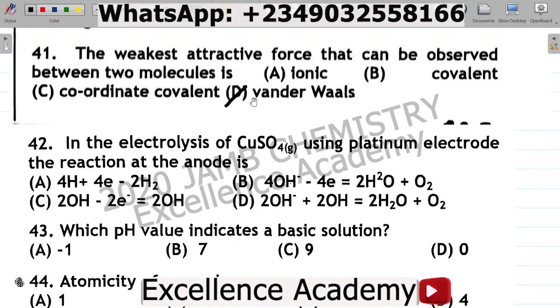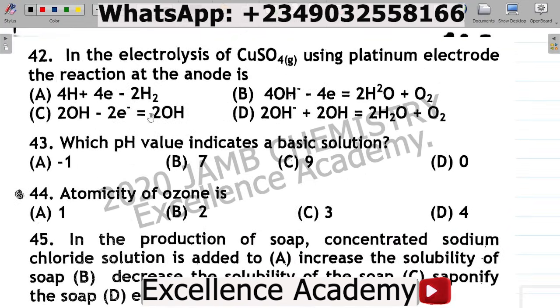So you want to note that van der Waals forces are the weakest attractive forces that can exist between two molecules. So D is your correct answer. Next up, question number 42. 42 says, in the electrolysis of copper tetraoxosulfate 6 using platinum electrode, the reaction at the anode is, you have option A, option B, option C, and option D. So which of this is the correct answer?